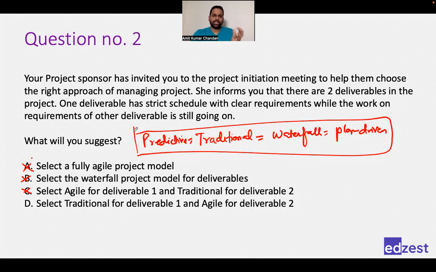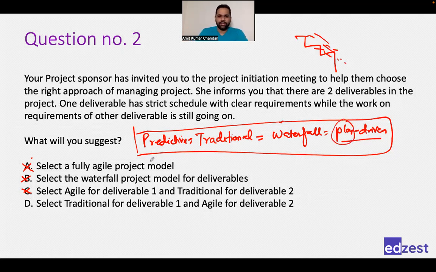Predictive means you can predict a lot of things. Traditional, because traditionally this is the approach people have been using. Waterfall, because waterfall happens in sequence, right? One after the other. So traditional approach is where we do things in sequence because we can predict a lot of things. That is why we call it waterfall. Plan driven is because we sit for almost 25% of the time in the project and we plan, right? And we drive the project through plan. That is why it is called plan driven.